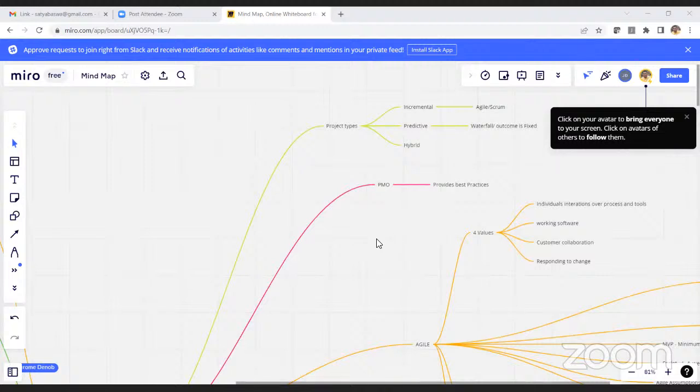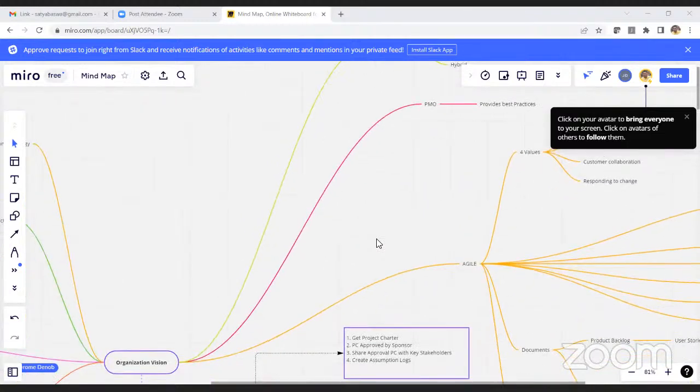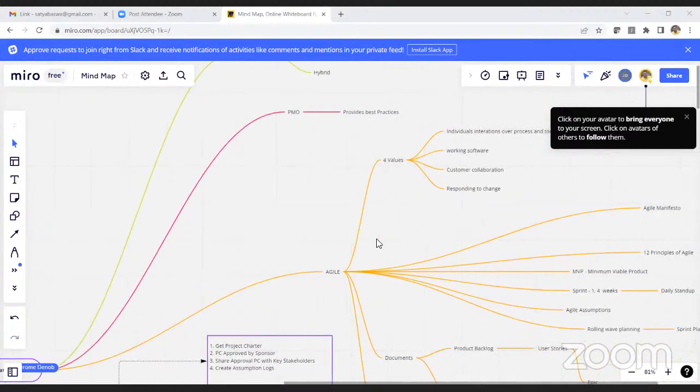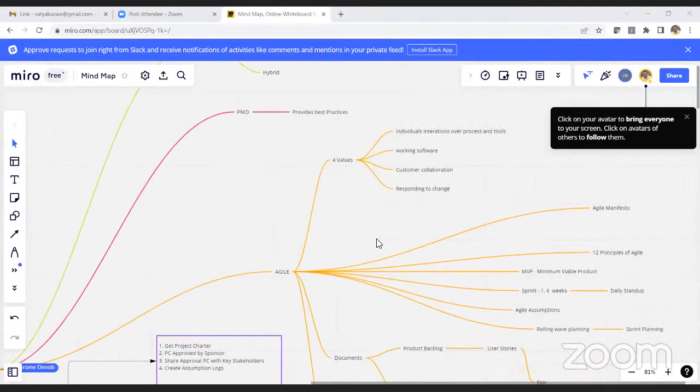We have the PMO office, which is a part of the organizational vision, and they provide the best practices. We have a breakdown of Agile, which has 4 values: individuals and interactions over processes and tools, working software, customer collaboration, and responding to change.